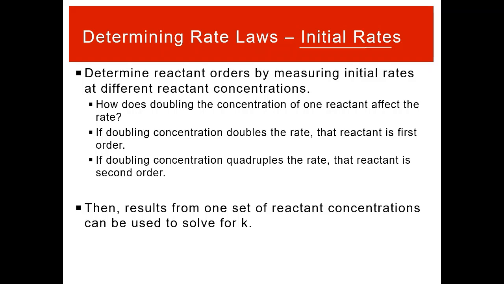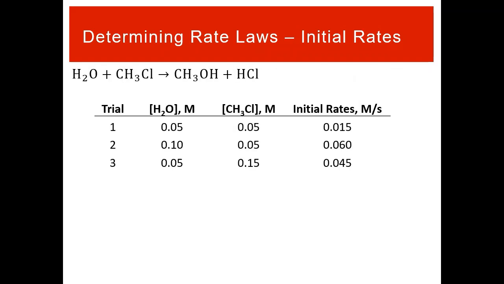We're going to do experiments where we have the concentration of a reactant, we double it, do a second experiment, and then see how the rate changes. We're going to do that in a strategic way to determine the order for each reactant. And then we can put that together to figure out the orders for everything and figure out K. So let's look at an example.